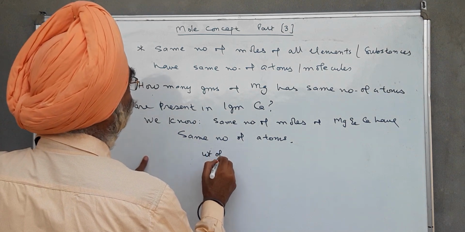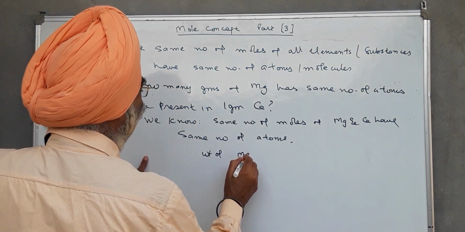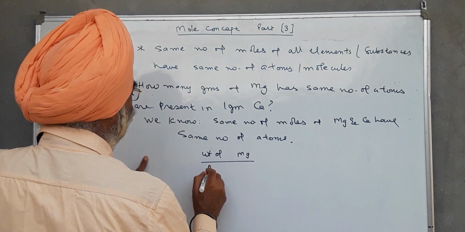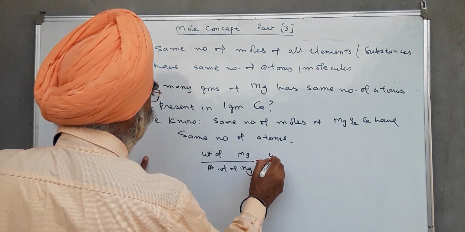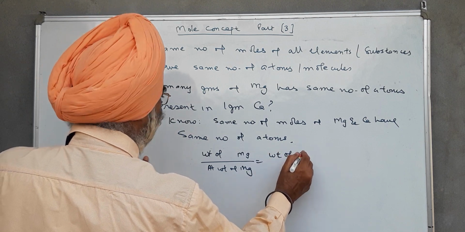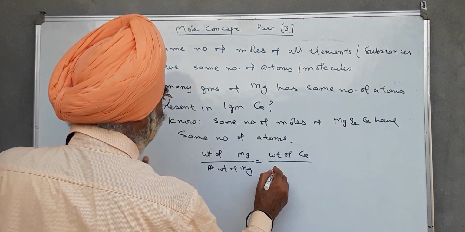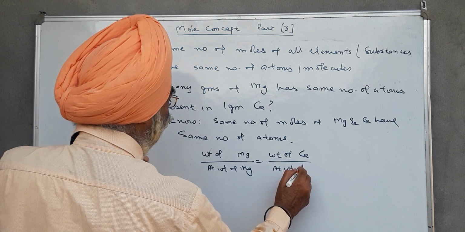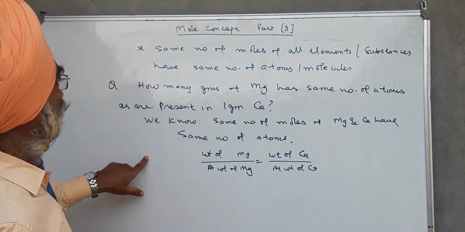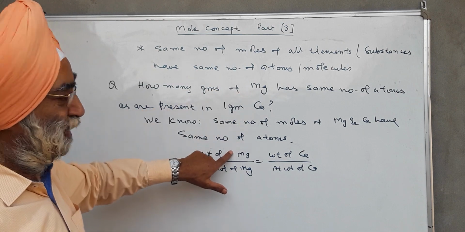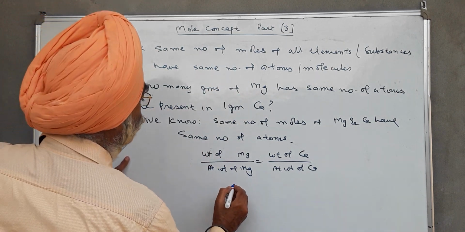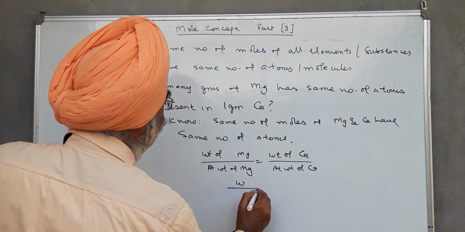Weight of magnesium over atomic weight of magnesium must be equal to weight of calcium over atomic weight of calcium. How many grams of magnesium? So this we don't know. We represent it with W.